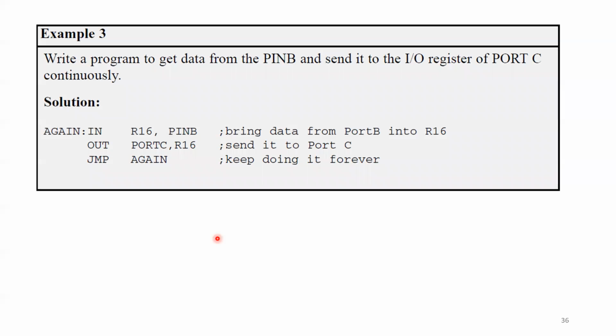Another example here, guys. Write a program to get data from pin B and send it to the input-output register of port T continuously. Continuously means anytime during the program. So this means, guys, you need to have some monitoring for the registers in order to copy the data all the time. How can we do that?